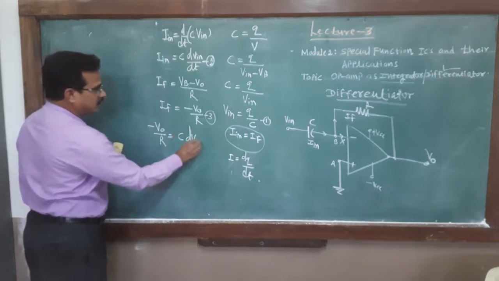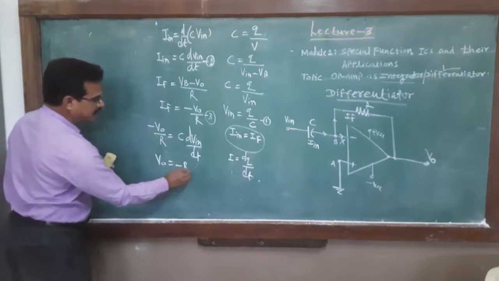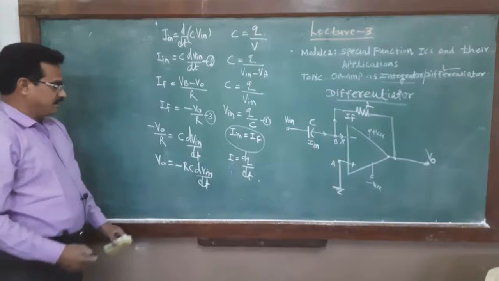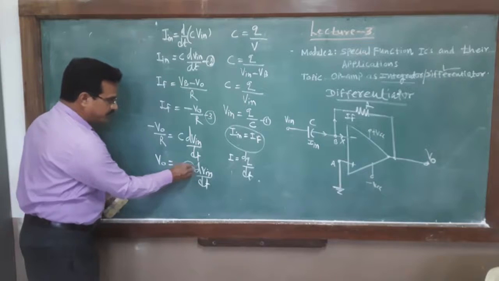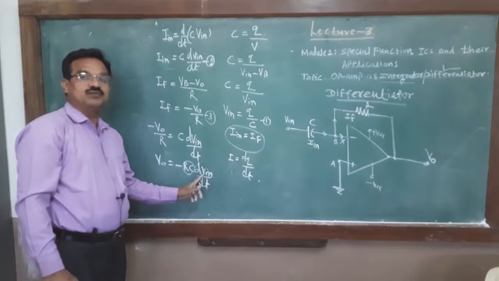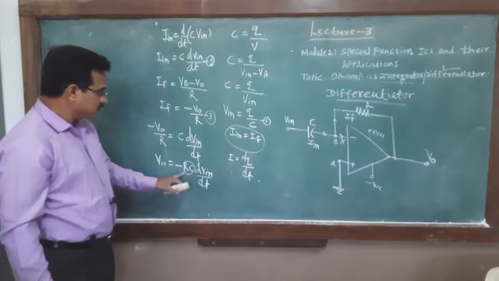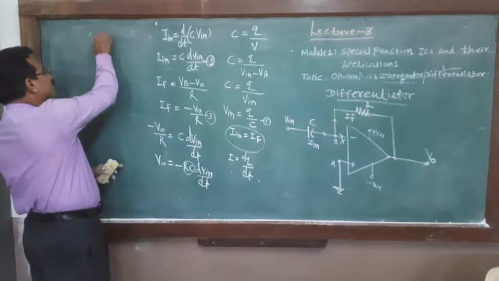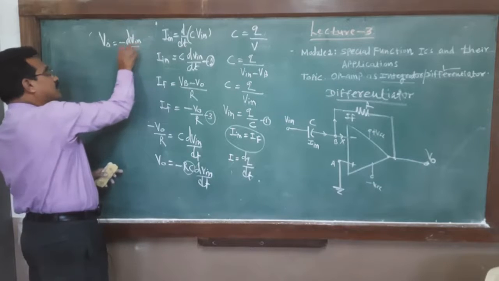But Iin is equal to IF, that is minus V0 divided by R is equal to C dVin by dt. Then V0 is equal to minus RC dVin by dt. Here R and C are constant. Therefore, output is directly proportional to the derivative of the input. And if suppose the value of R is 1 mega ohm and the value of C is 1 microfarad, then output voltage must be equal to minus dVin by dt.